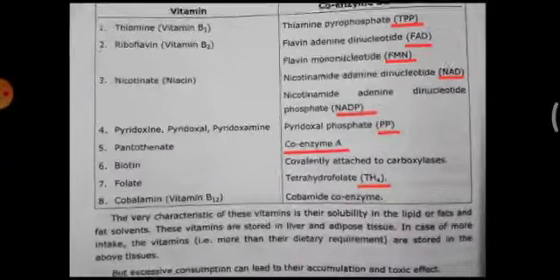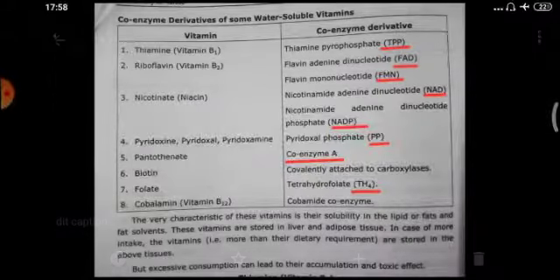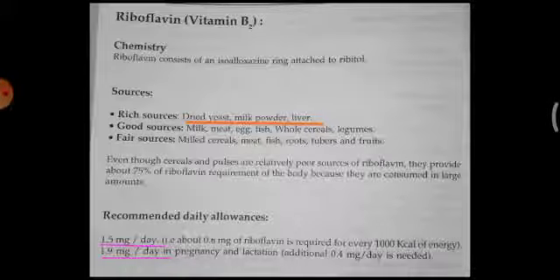The characteristic of fat soluble vitamins is their solubility in lipids or fats, and the water soluble vitamins are soluble in aqueous media, and they also derive coenzymes. So let us discuss riboflavin, vitamin B2.